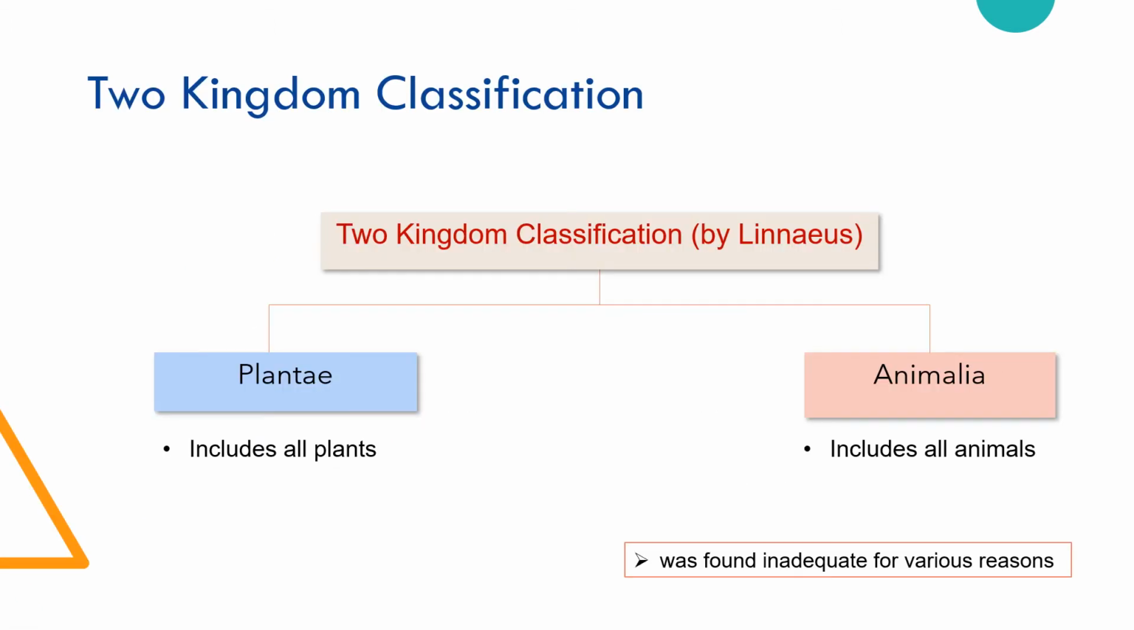The next heading is two-kingdom classification. Long back in the 18th century, Carolus Linnaeus classified all living organisms into two kingdoms, Plantae and Animalia. Kingdom Plantae includes all plants, whereas Kingdom Animalia includes all animals. But this two-kingdom classification was found inadequate as it could not differentiate between unicellular and multicellular organisms, between eukaryotes and prokaryotes, and also between autotrophic and heterotrophic organisms.